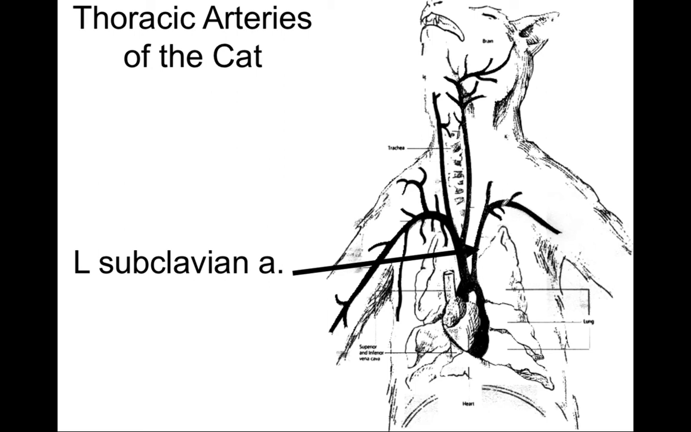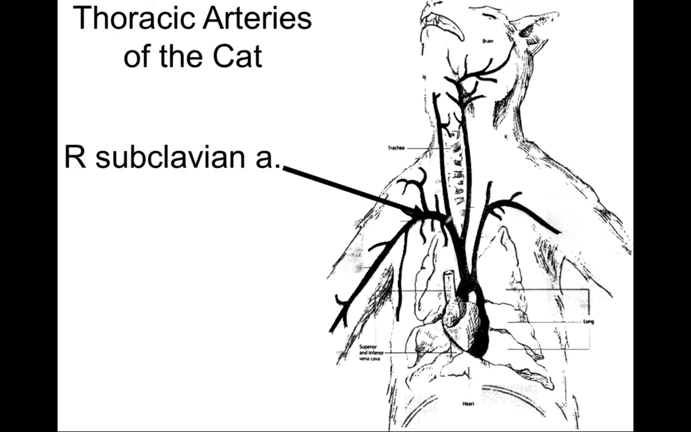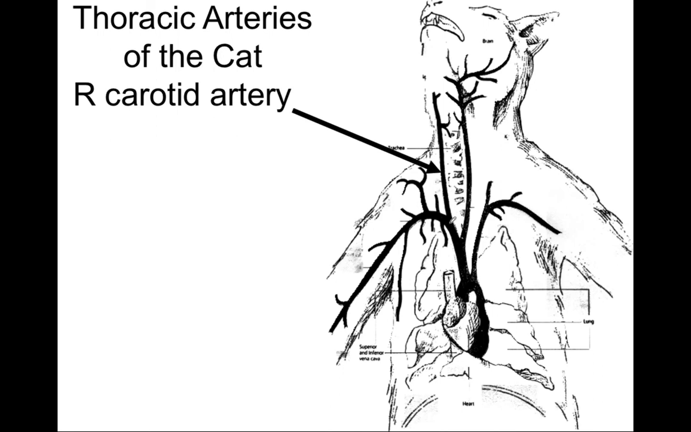This is always going to make its way out to the arm. So if you ever get lost at looking at these vessels, you can trace the vessel out to where it's going to go. That's going to give you an idea of what vessel you're looking at. Over here, branching off the brachiocephalic trunk, is our left common carotid artery, our right subclavian artery, and our right common carotid artery.